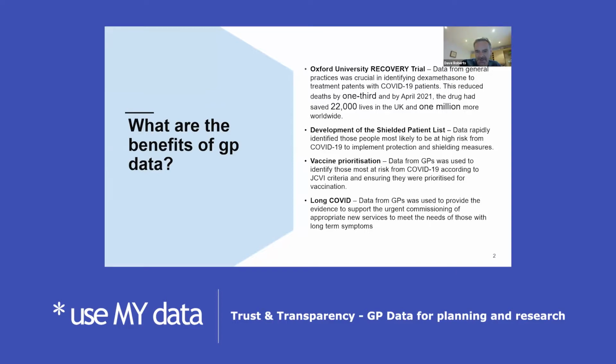I've given a few examples here of the pandemic, and certainly in terms of the Oxford University RECOVERY Trial, which actually shows that we can save lives by sharing this data, which was crucial in identifying that dexamethasone could treat patients with COVID. One of the other major things we've used GP data for is with a variety of other data sets to develop the shielded patient list. I was interested to see that we've now been collecting and maintaining and producing the shielded patient list for over a year, and continue to do that if that's required in the future. And obviously that helped us to identify the people most at risk or vulnerable to COVID-19, so that there could be several services put in place for those individuals to benefit from that.